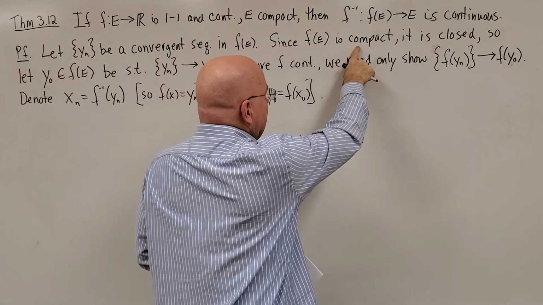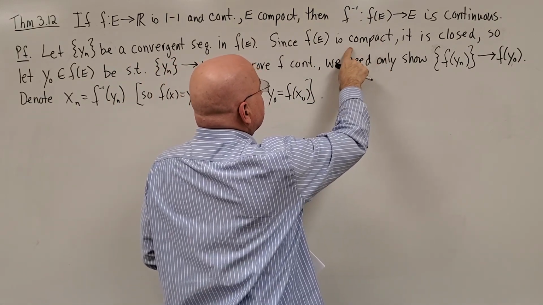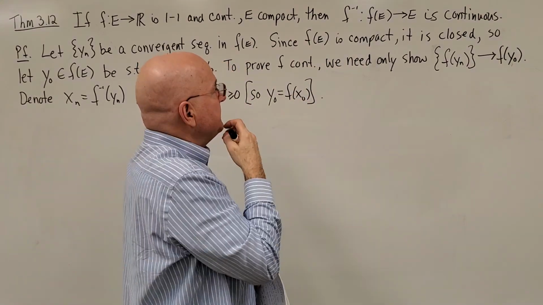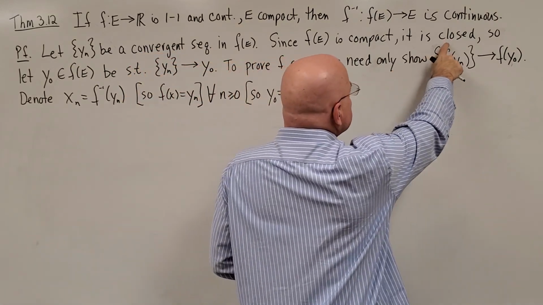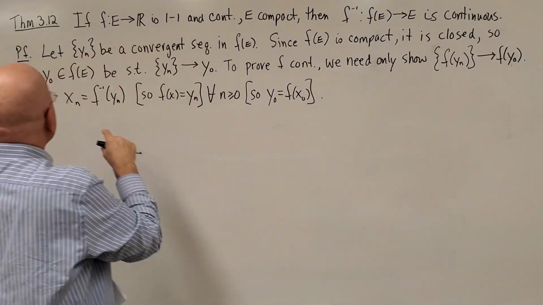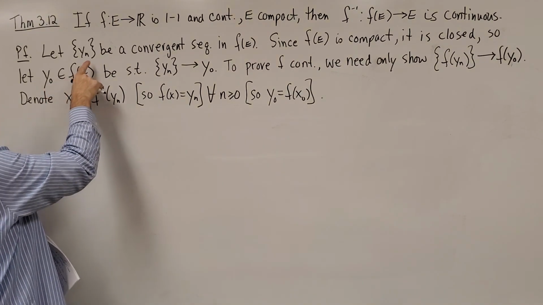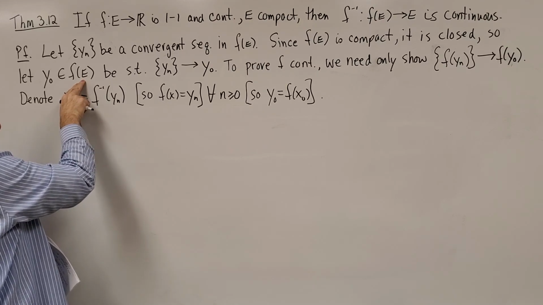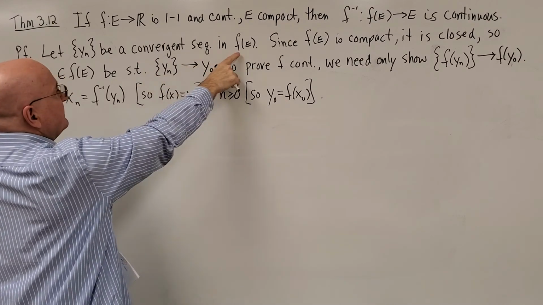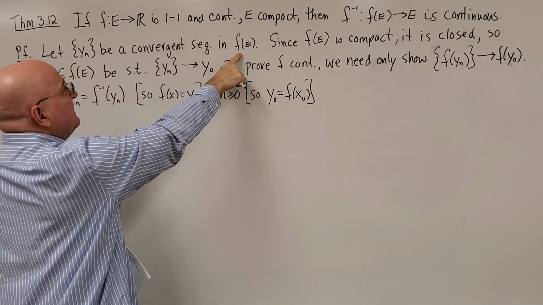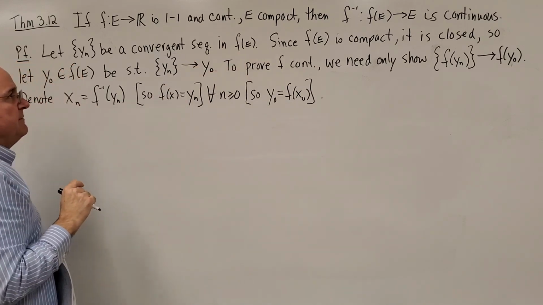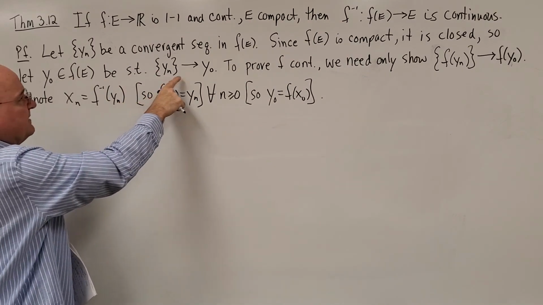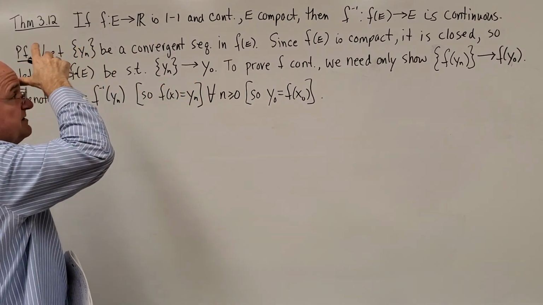Since f of E is compact, and I left off the reasoning behind that, because f is the continuous image of a compact set, and compact means it's closed, the limit of that sequence exists and is contained in f of E. So we have a sequence yn in f of E, and the sequence is convergent. It's going to converge to a number in f of E because f of E is closed. So we're going to define y0 to be that limit. yn converges to y0.